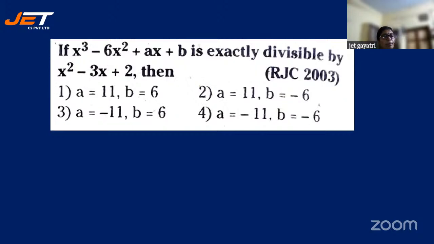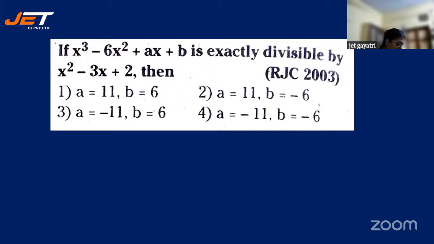If x cube minus 6x square plus ax plus b is exactly divisible by x square minus 3x plus 2, then what is a? What is b? Is it a is equal to 11, b is 6; a is 11, b is minus 6; a is minus 11, b is 6; or a is minus 11, b is minus 6?